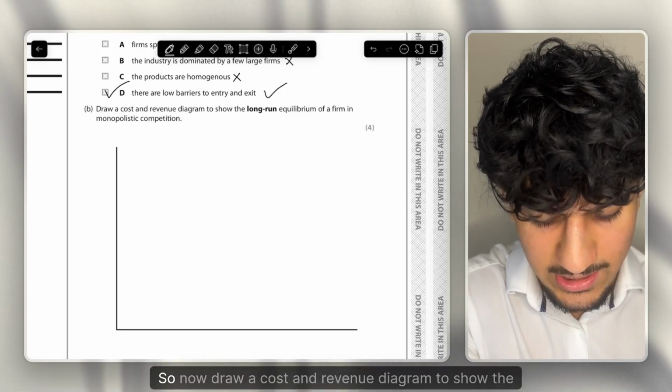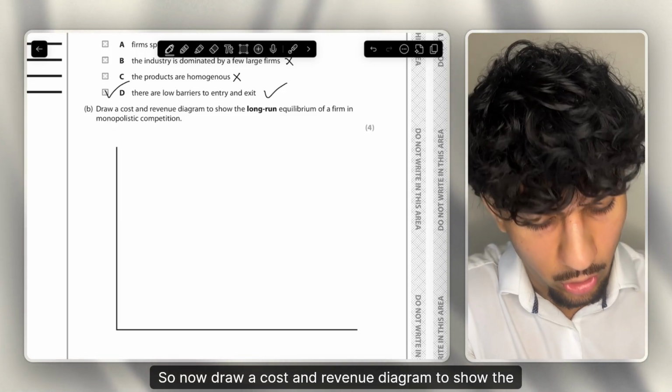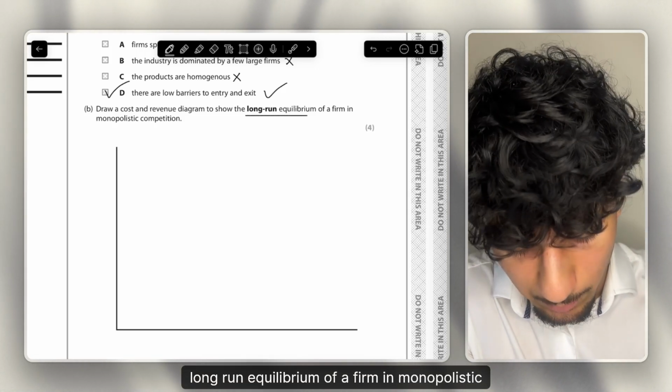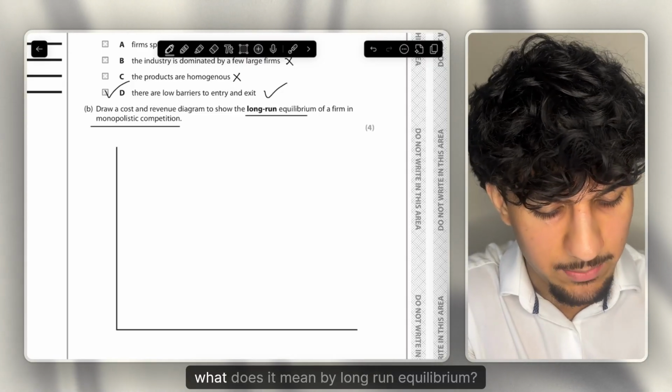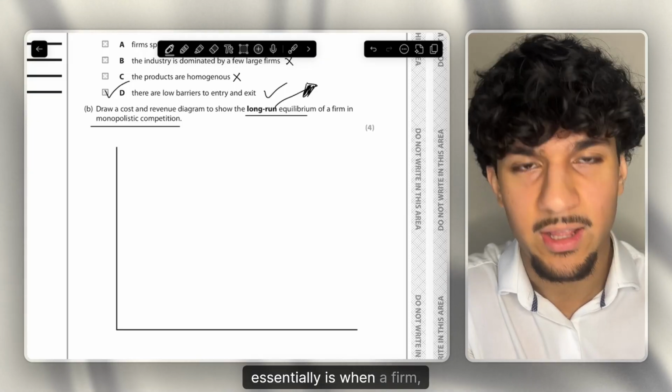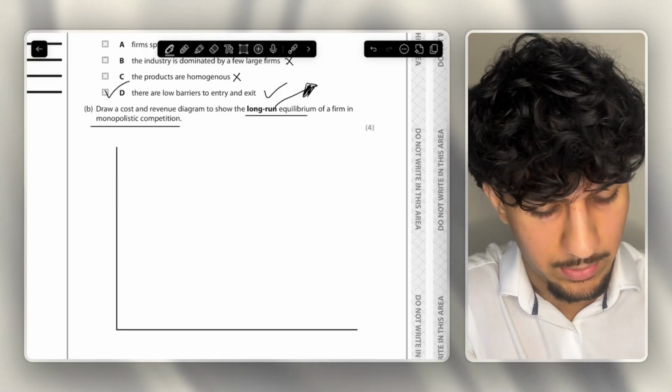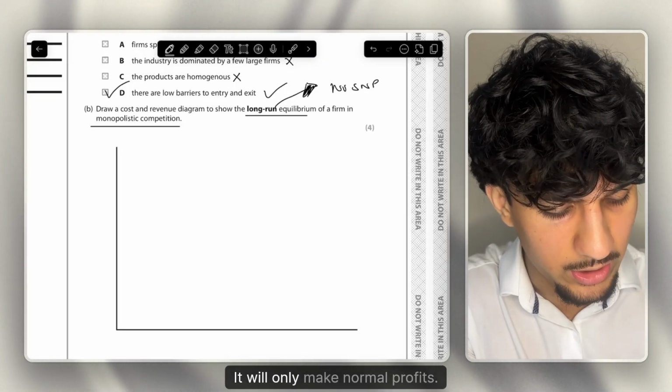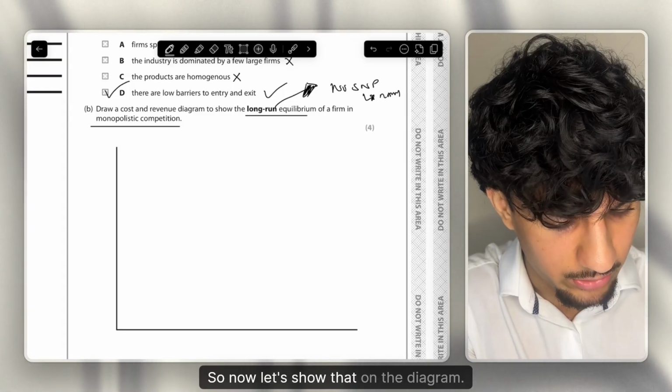We've been blessed again. So now, draw a cost and revenue diagram to show the long-run equilibrium of a firm in monopolistic competition. Now, what does it mean by long-run equilibrium? All this, of course, means is to do with the profits, and it essentially is when a monopolistically competitive firm will make no supernormal profits, it will only make normal profits. So now let's show that on the diagram.